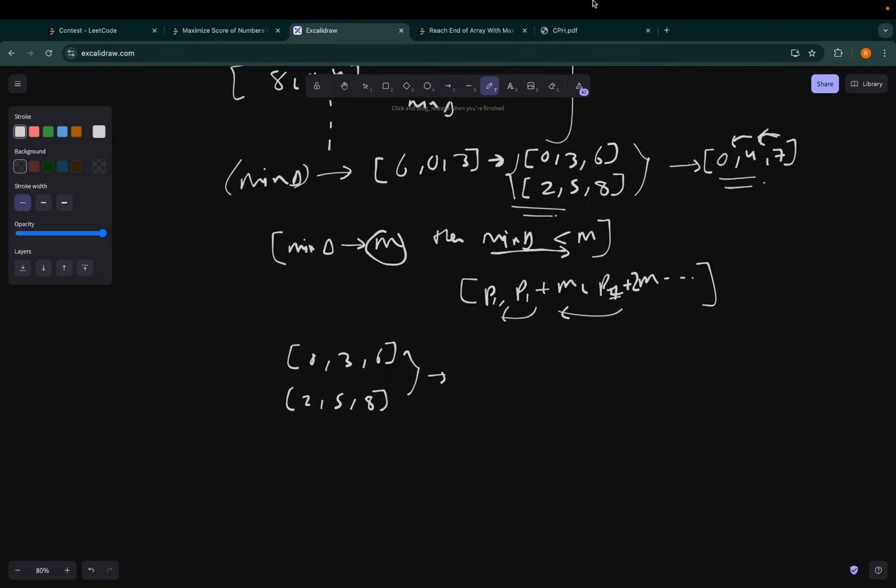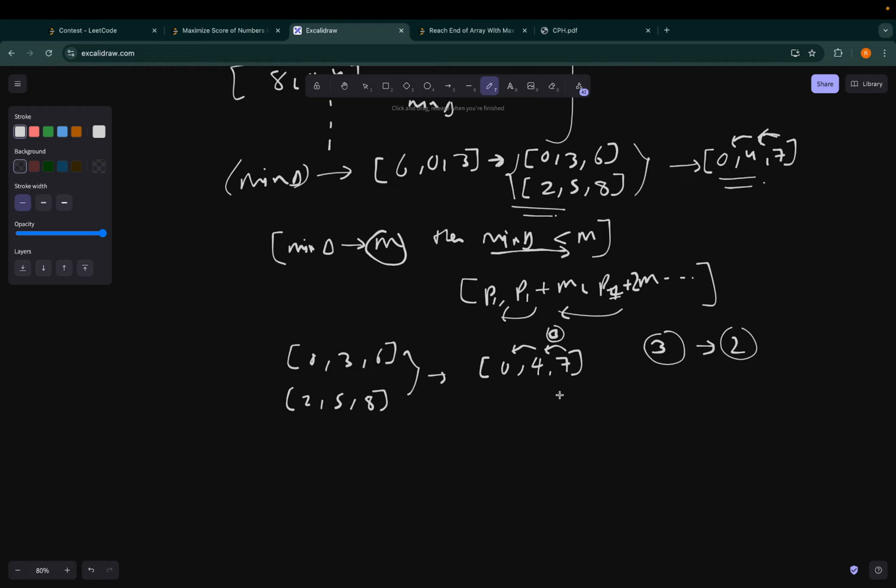So let's say you have this array 0, 4, 7. The minimum difference here is 3. So we are claiming that if we can get a minimum difference of 3, we can always get a minimum difference of 2. And how would you get a minimum difference of 2?